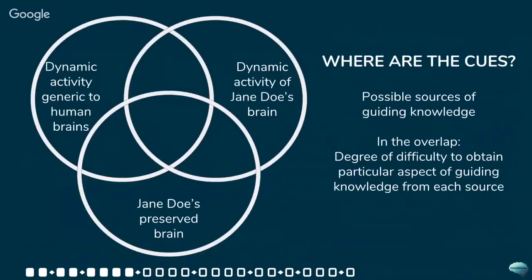So what are these cues? Where do we find them? Do we find them in the preserved brain, or in the dynamic activity generic to human brains? Or do we find them in the dynamic activity of Jane Doe's brain? Or perhaps they're distributed throughout those different sources. I think that's very likely, actually.